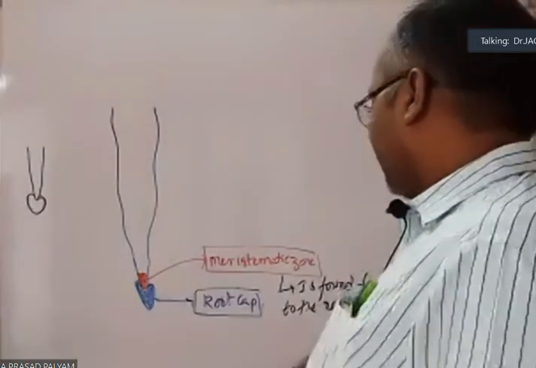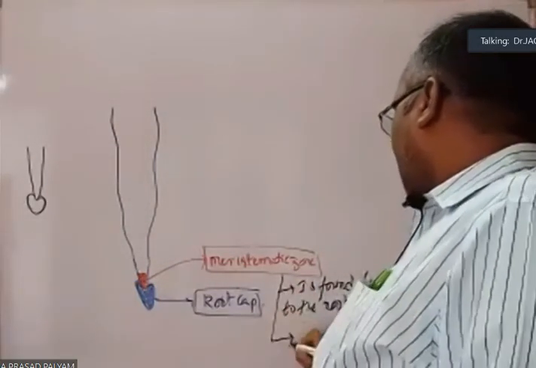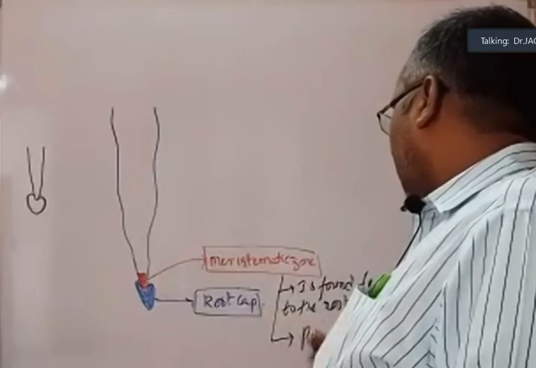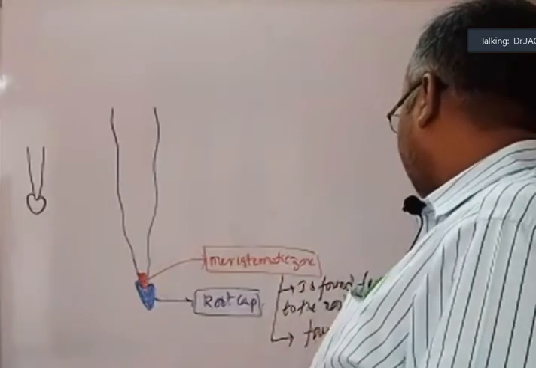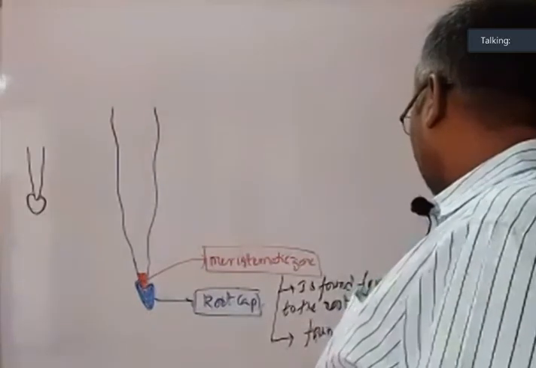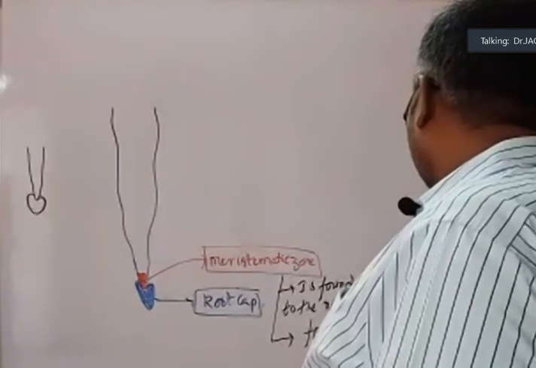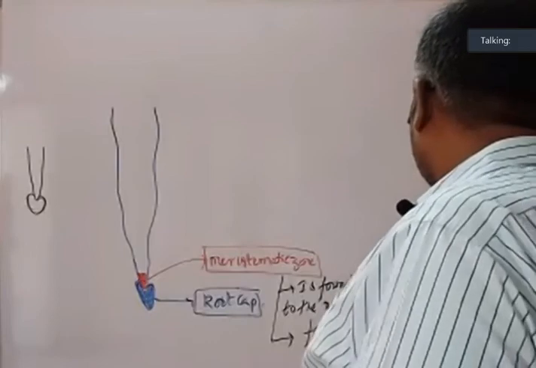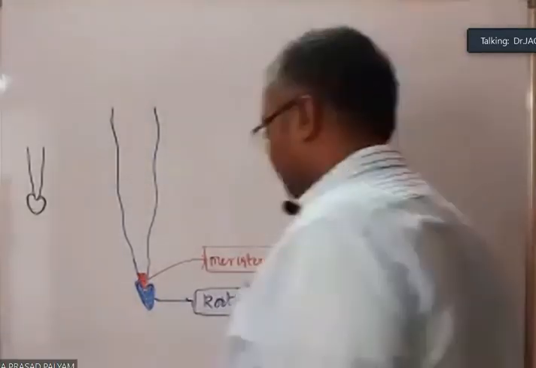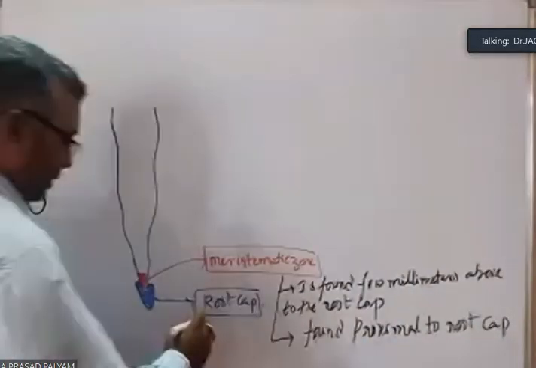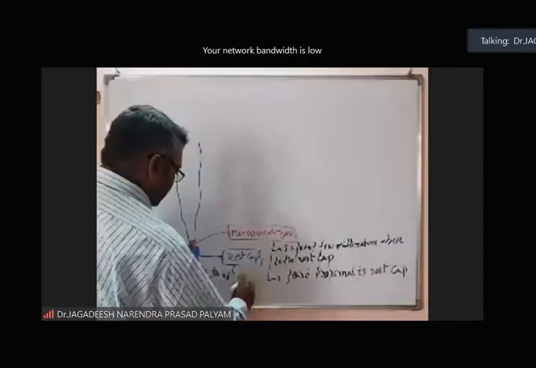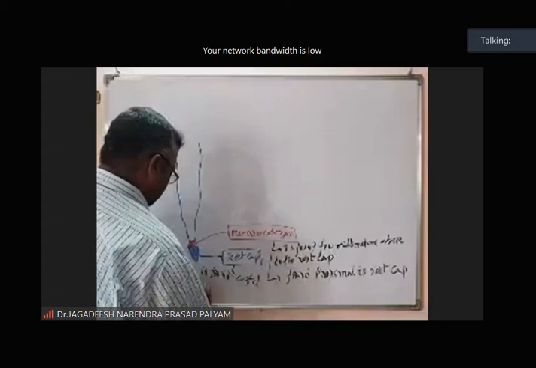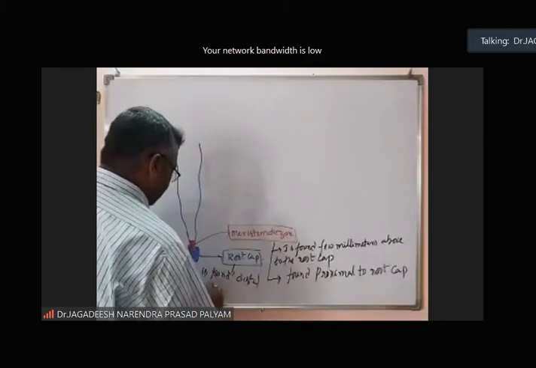It is otherwise called proximal to root cap. And where is the root cap located? Root cap is found distal to the meristematic zone.